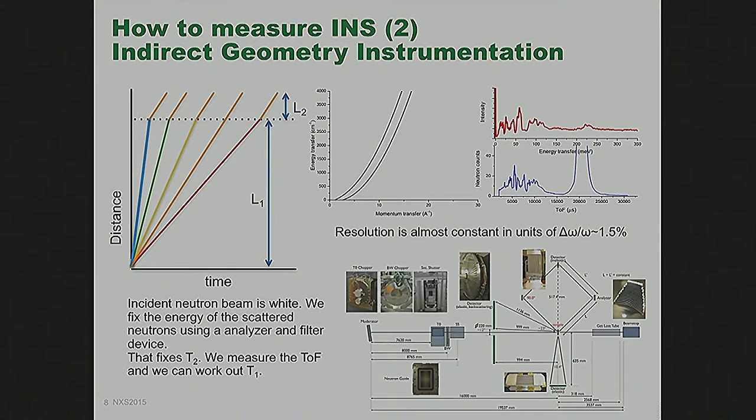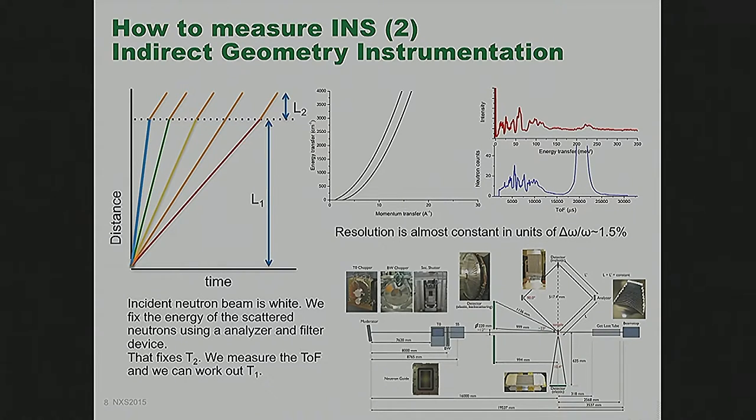We do that by using a graphite analyzer. You select neutrons by a Bragg reflection, and then you put a beryllium filter that essentially cuts all the lambda by 2, lambda by 3, lambda by n neutrons. So you get a fixed energy. And when you have this configuration, your sampling of reciprocal space of the S(Q, omega) map follows these two trajectories that have this parabolic shape.